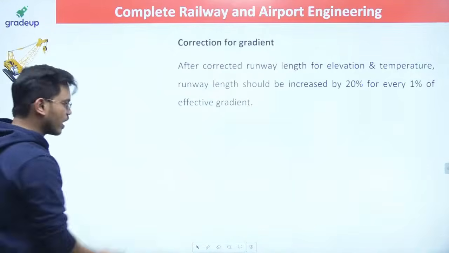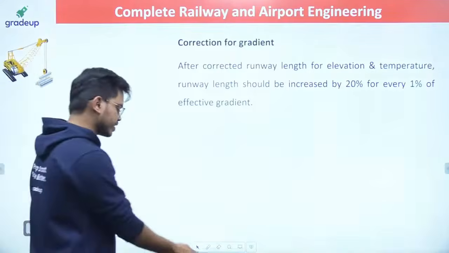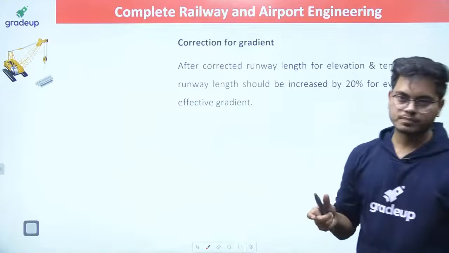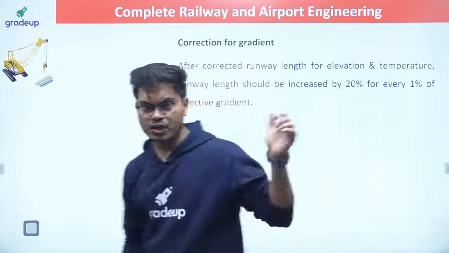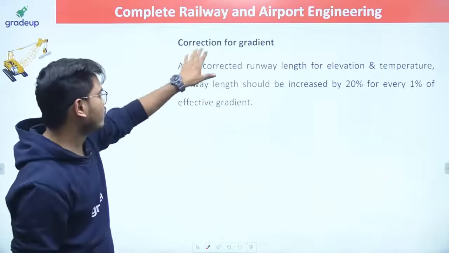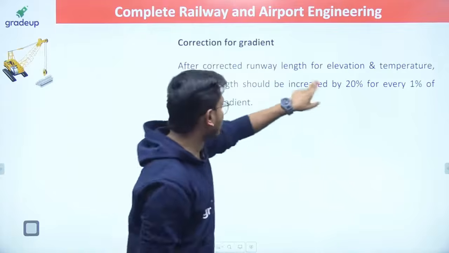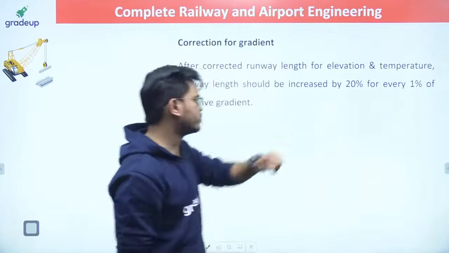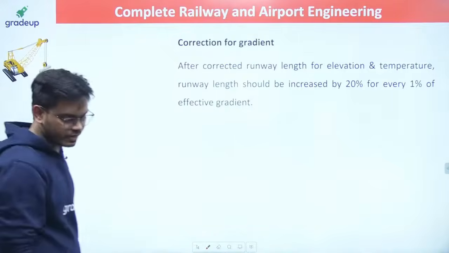Right? And guys, after that, we have to apply one correction. We have to apply one check. What is that check? I will tell you during the question. And lastly, for gradient, after elevation and temperature, the runway length should be increased by 20% for every 1% of the effective gradient.